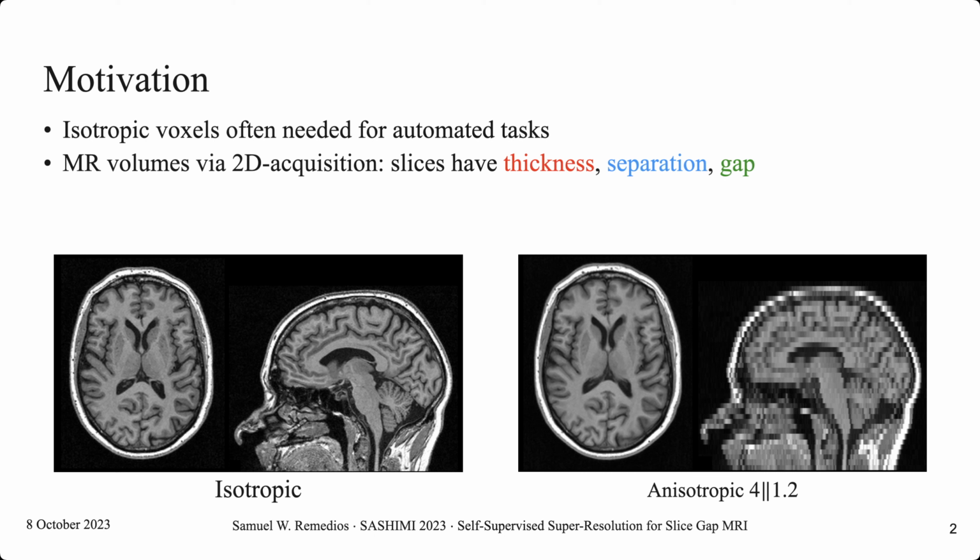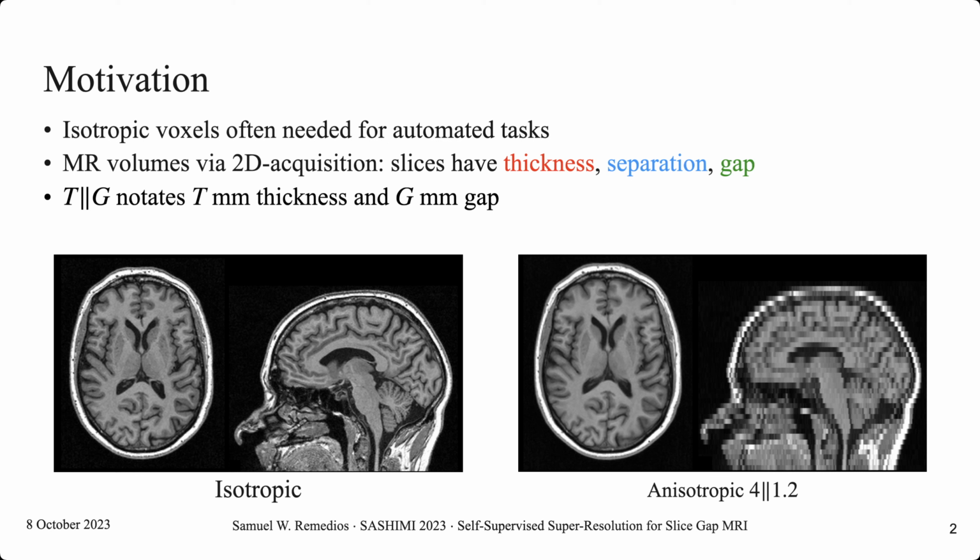These slices have an associated thickness and separation, and when the separation is greater than the thickness, the volume has slice gap. This happens commonly enough that we have a notation for it. This is read T skip G for a thickness of T millimeters and a gap of G millimeters. Since these volumes don't have the same resolution in all three cardinal axes, we call them anisotropic.